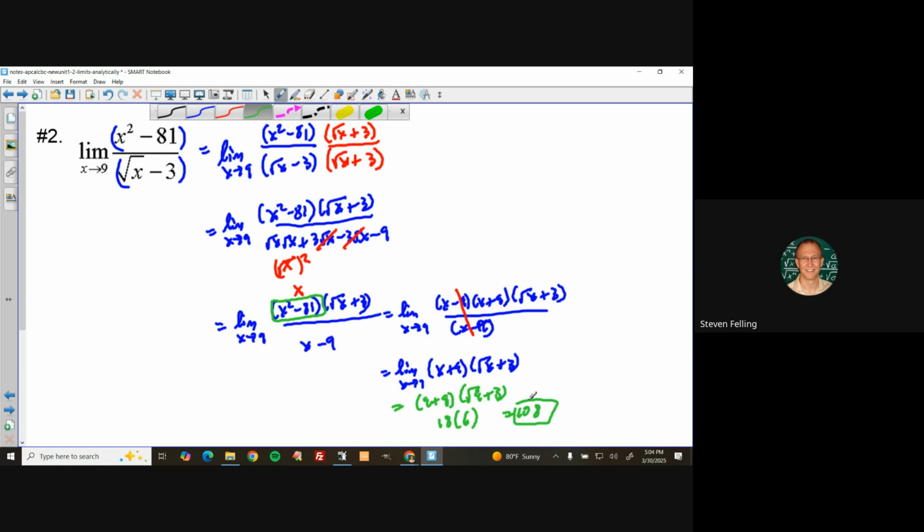So that procedure is called rationalizing. Whenever you have anything with a radical, you can attempt to move it to the other side by multiplying by the conjugate of that. And sometimes, not always, but sometimes that will result in cancellation of the problem that's causing us to divide by 0.